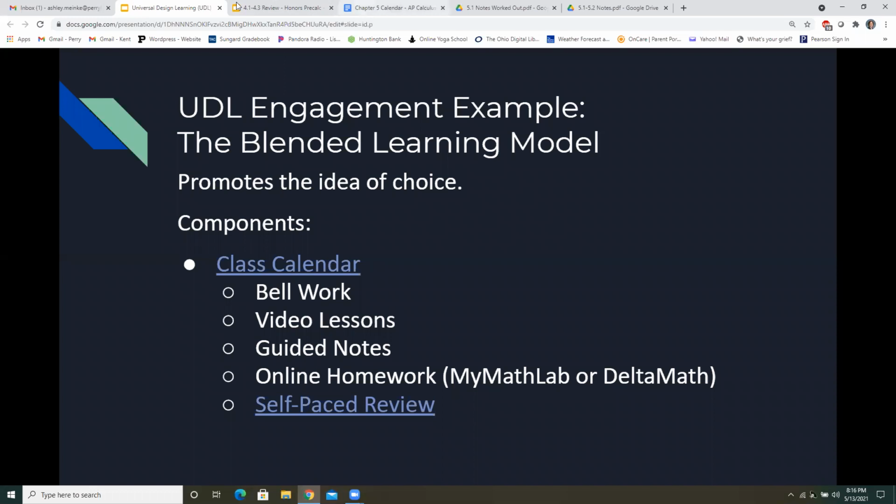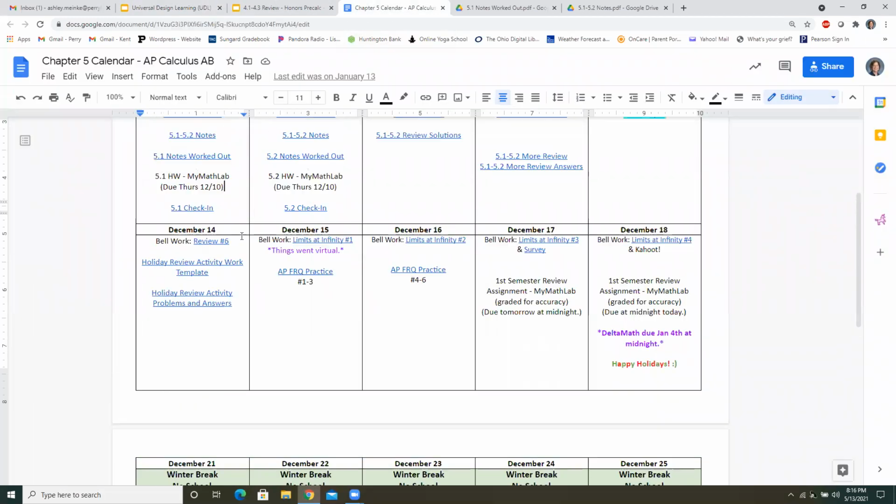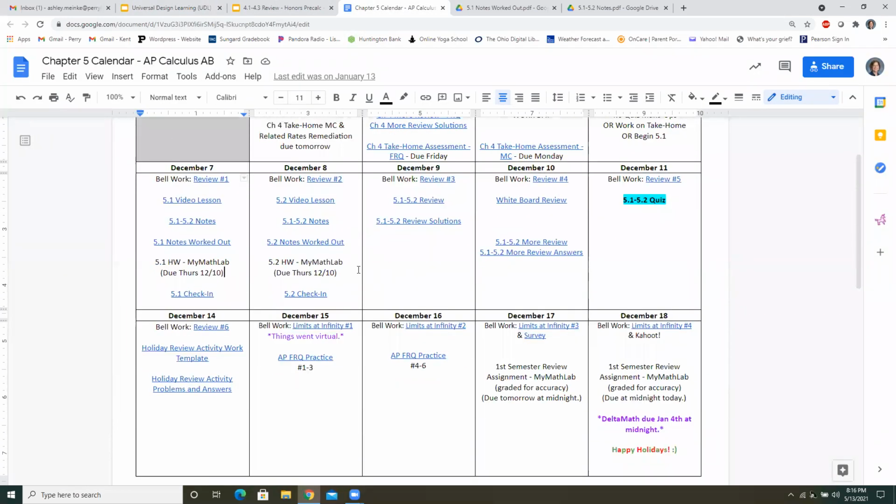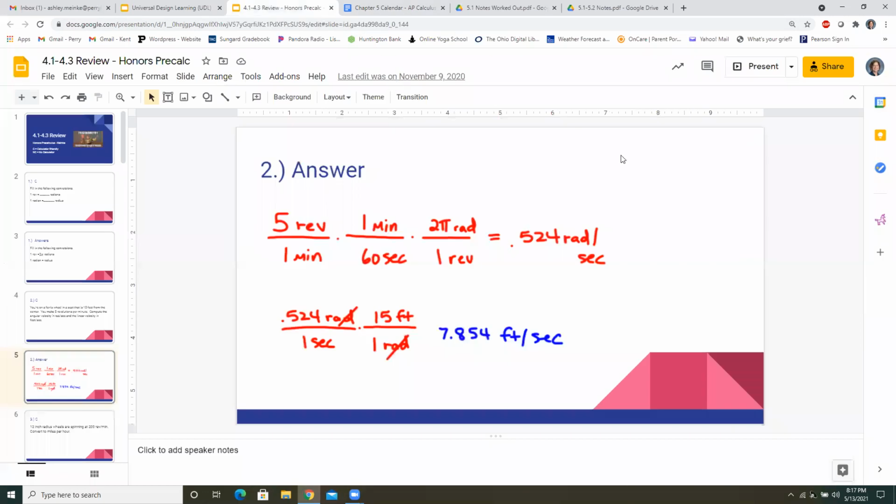And the homework is through online platforms. For honors pre-calculus and AP calculus, we use My Math Lab. For Algebra 2, I use Delta Math. And I will dig deeper into some more of these items as we move along.